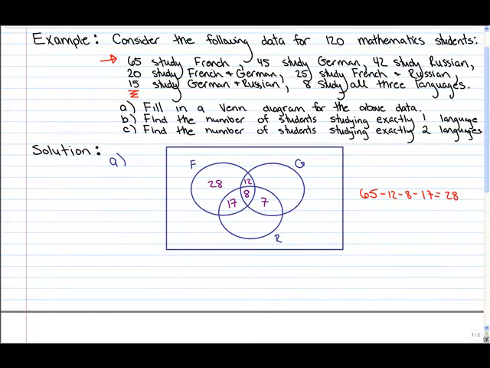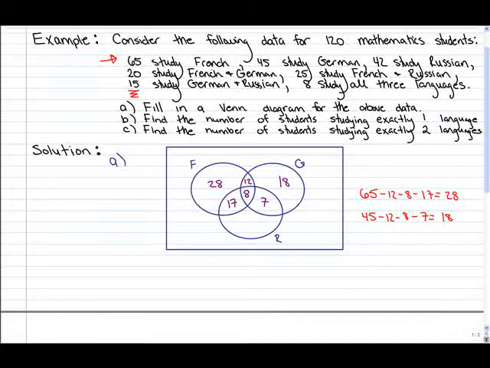Finally, let's go on to the amount of students that study German. There's 45 students that study German. So in this shaded region right here, this whole circle should add up to 45. So all we need to do is take 45, subtract 12, subtract 8, subtract 7, and we get 18. So in this blank area, we have 18.